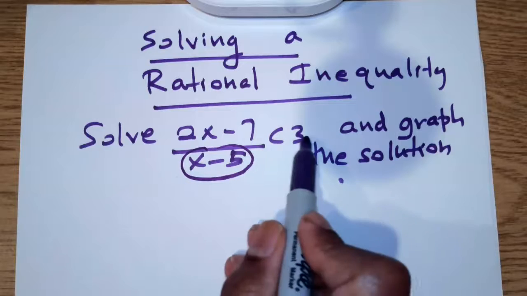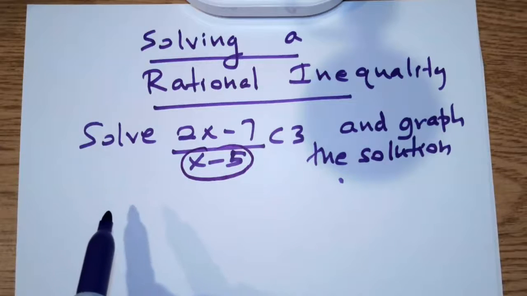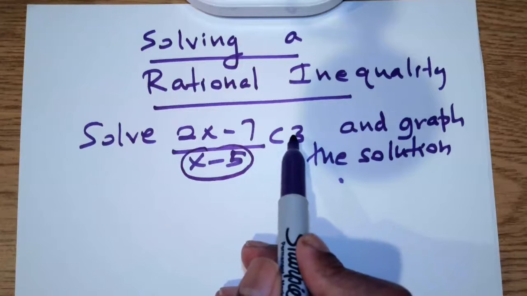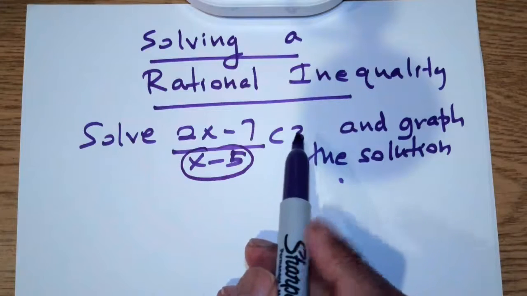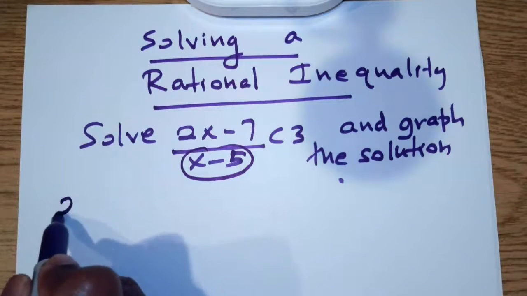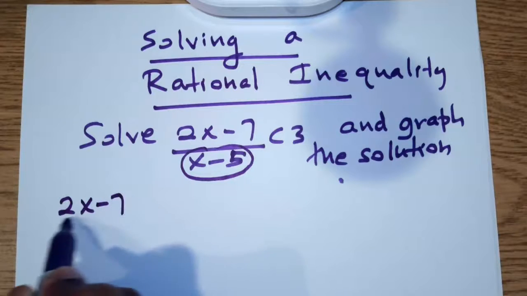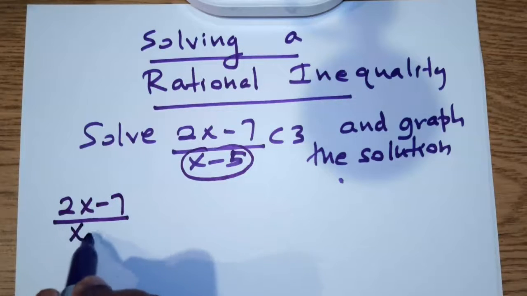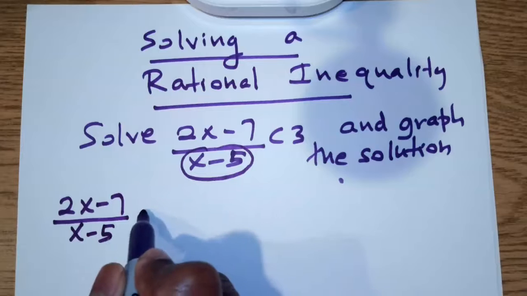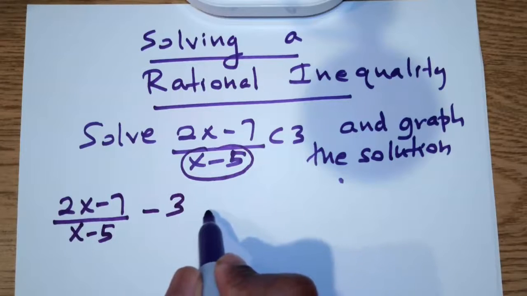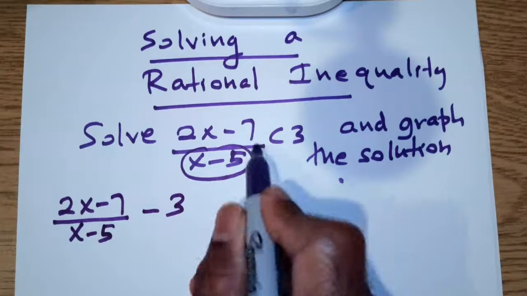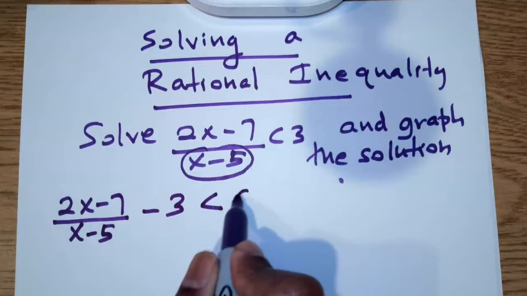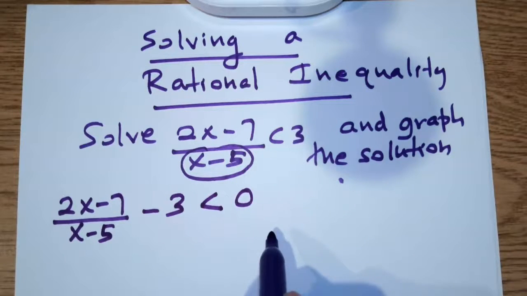So we want to make sure that you bring everything onto the left hand side, just like the quadratic situation. We are leaving only 0 on the right hand side. So let's try to do that. So what happens is you subtract 3 from the right hand side. So the 3 comes over here and the right hand side becomes 0.